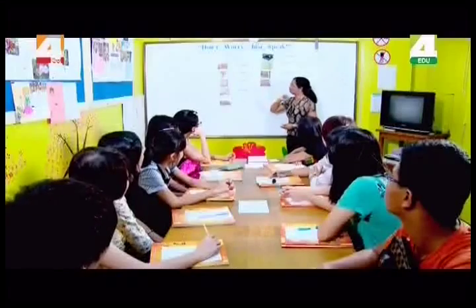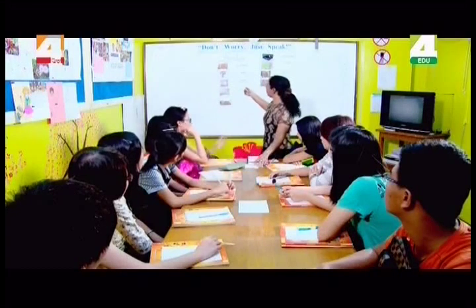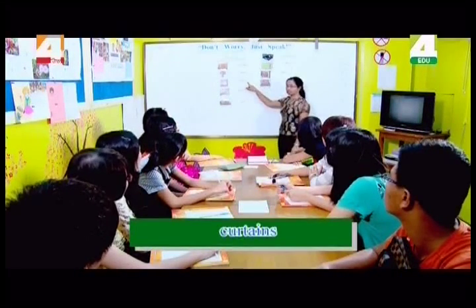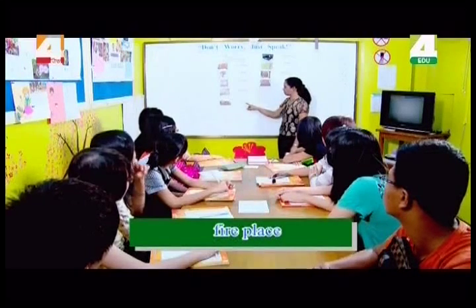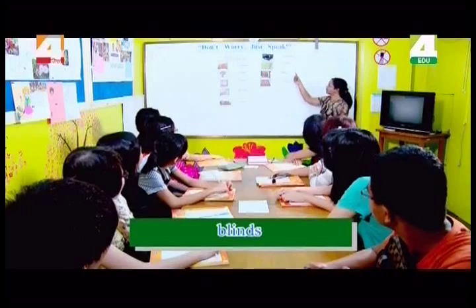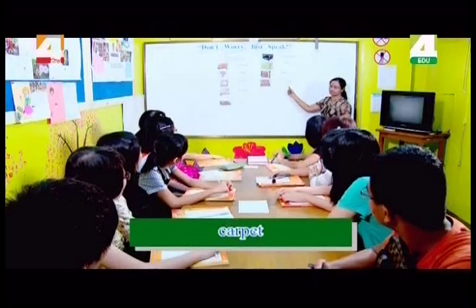Do you understand? Yes. Okay, so now please repeat after me. Dresser. Vase. Curtains. Fireplace. Sofa. Coffee table. Blinds. Closet. Carpet.